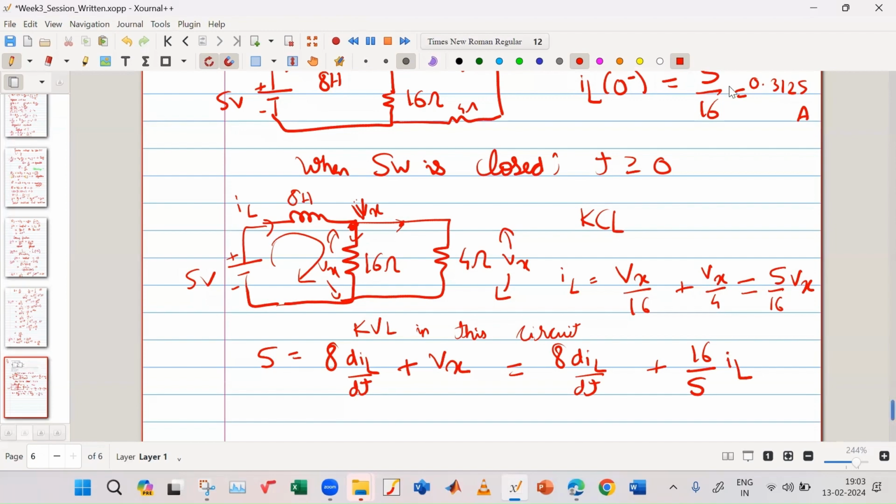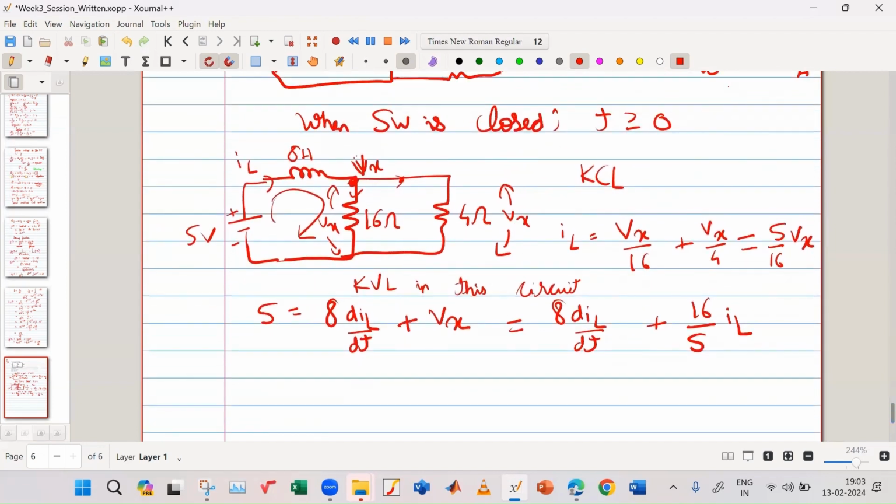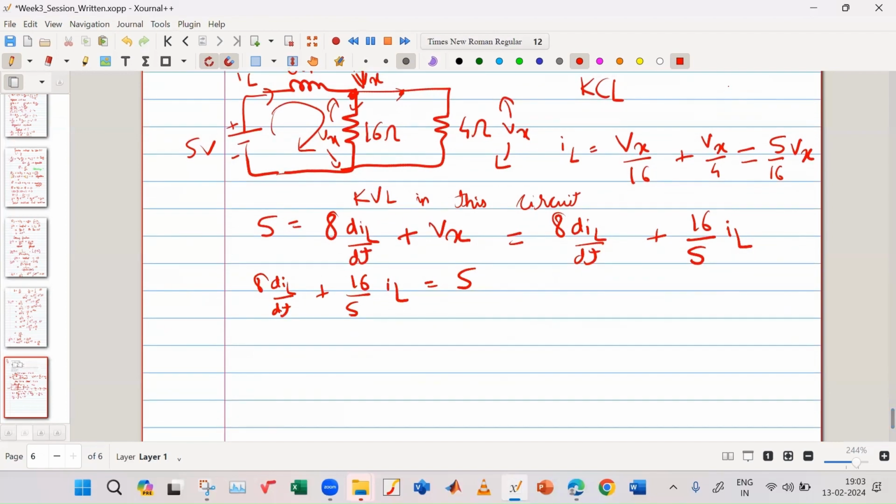So this is 8 dIL by dt plus 16 upon 5 IL is equal to 5. Now it is practice to divide by this 8. So it becomes dIL by dt plus 16 divided by 8 is 2, so 2 by 5 IL is equal to 5 by 8. So I have got my differential equation.